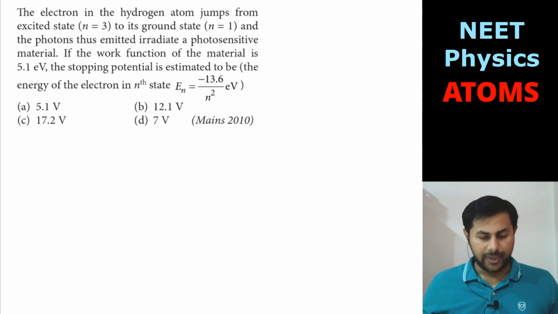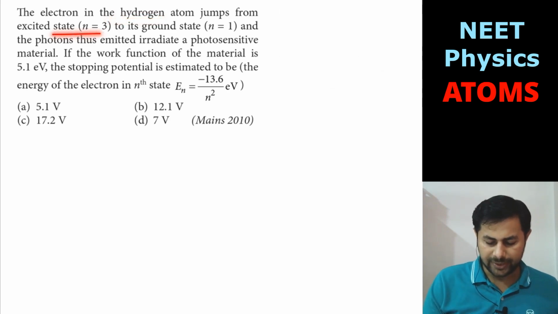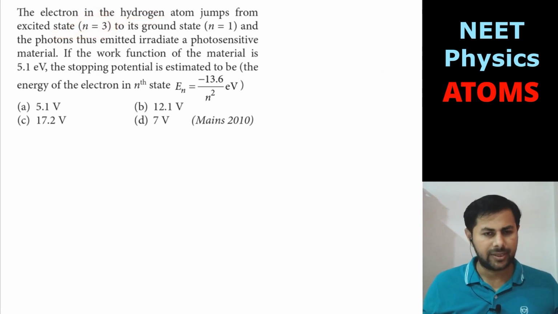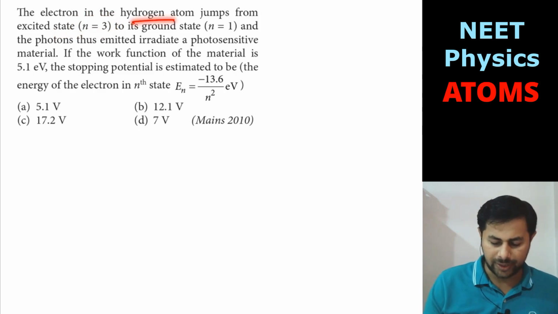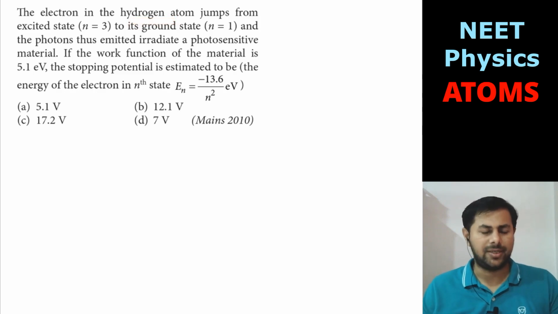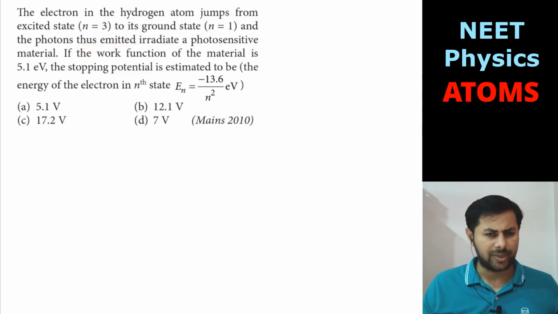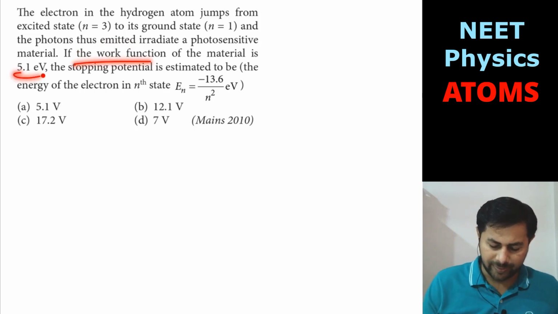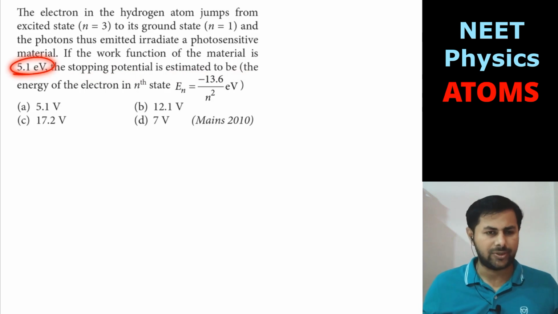Alright, let's see the next one. The electron in a hydrogen atom jumps from excited state n equal to 3 to its ground state n equal to 1, and the photons thus irradiate a photosensitive material. If the work function of the material is 5.1 electron volt, the stopping potential is estimated to be? Work function is given and you want the stopping potential.